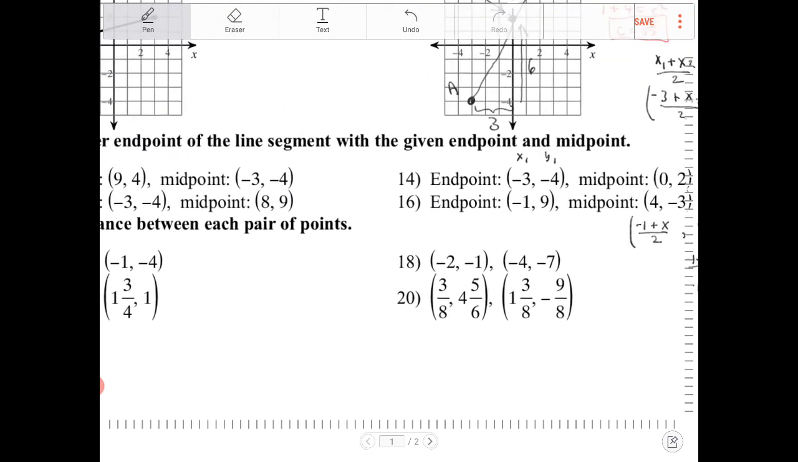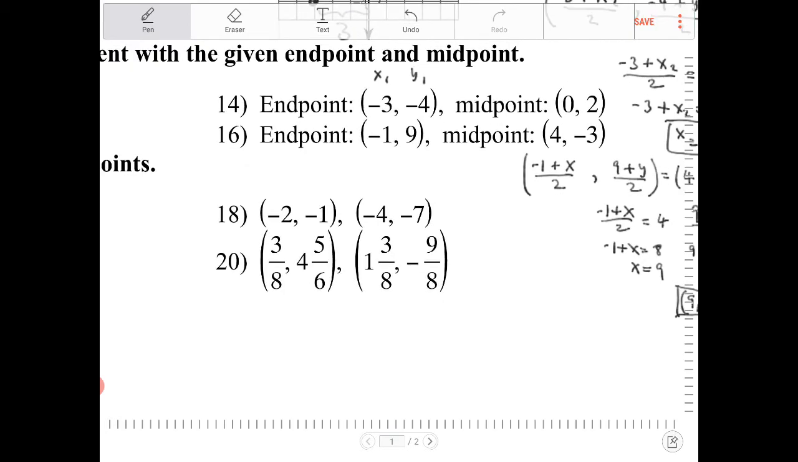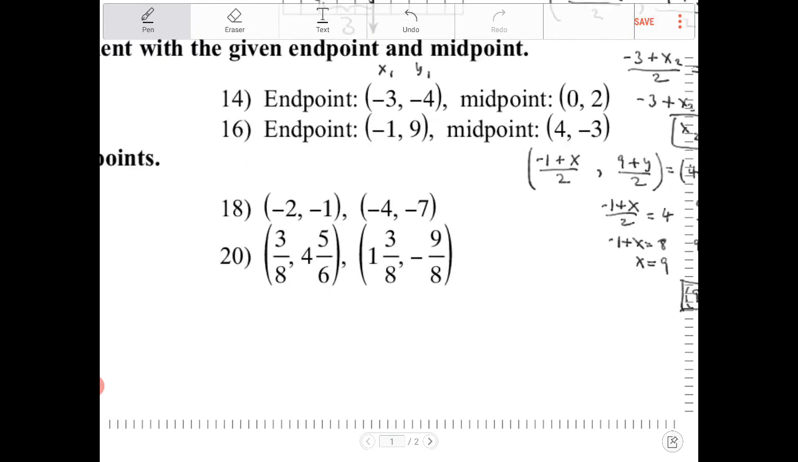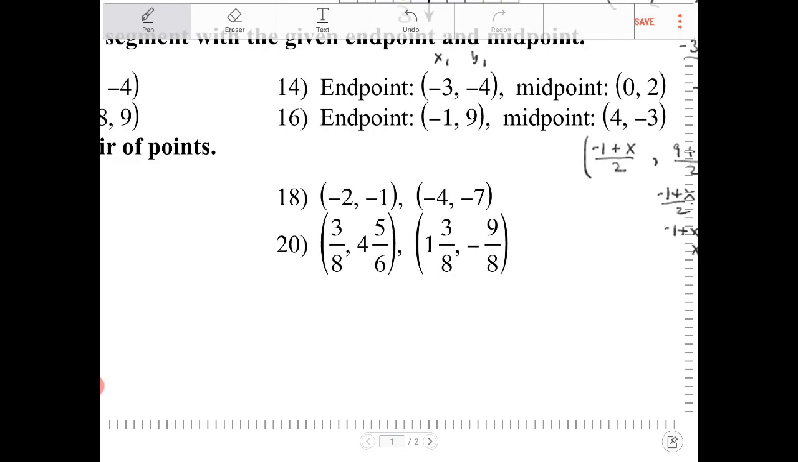Find the distance between each pair of points. Here we're sort of led into using the distance formula, and that's okay. So this is x1, y1, x2, y2. If I apply the distance formula here, for question number 18, I would end up with the square root of negative 2 minus negative 4 squared, plus negative 1 minus negative 7 squared.